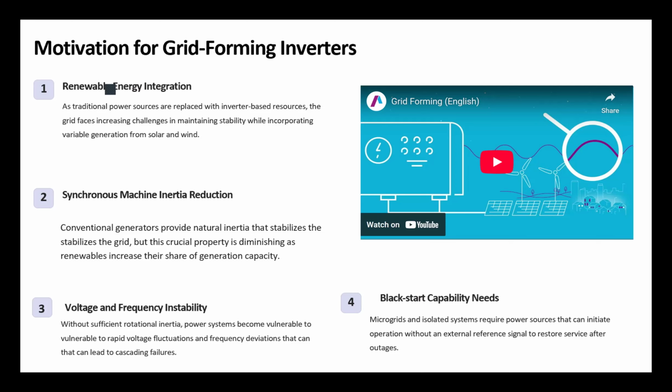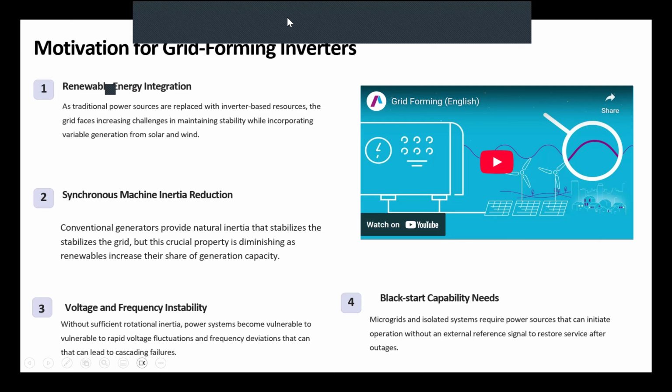Before I explain that, does anyone know what black start is? Has anyone heard the phrase black start in the system? No. When you have a power system, let me see if anyone in the chat room, guys in the room, in the Zoom meeting, has any idea of the definition of black start? No? Okay. Let's just start by defining what black start is.